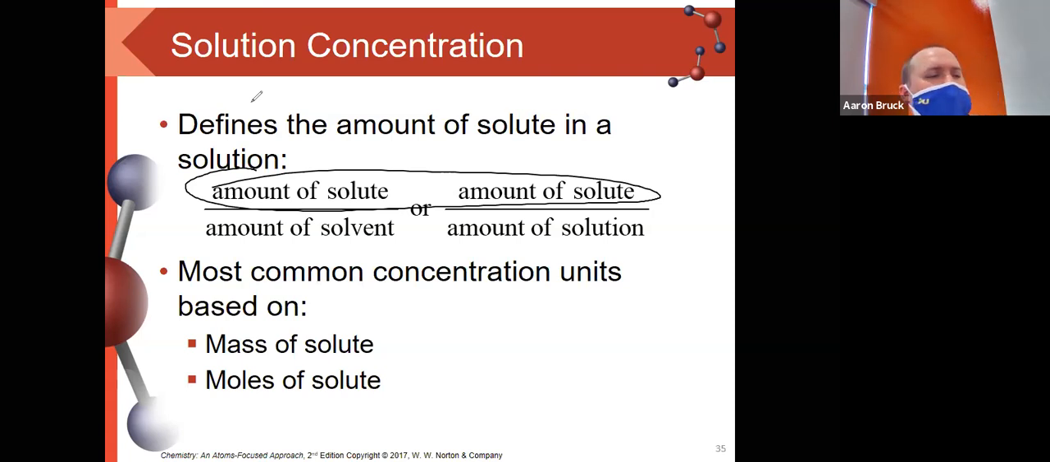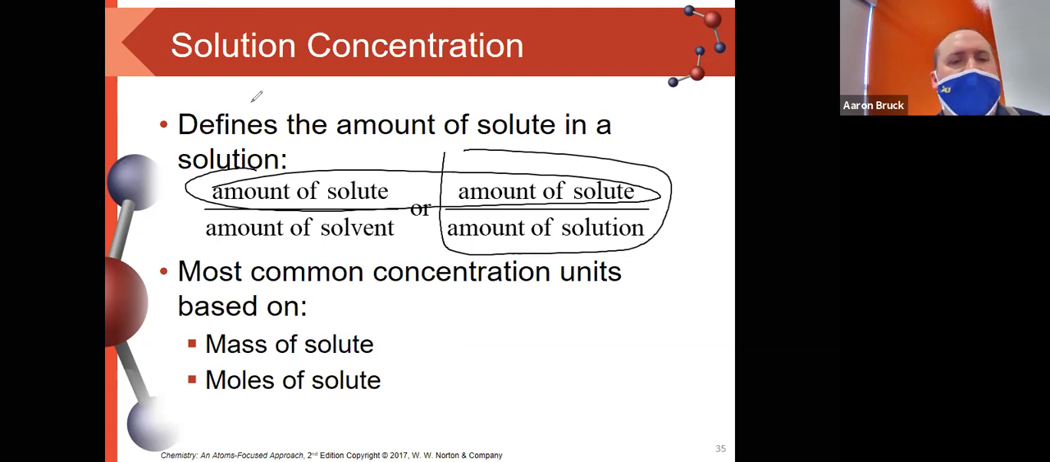What's in the denominator? Oh, it depends upon what we're trying to measure. Depends on what we're trying to compare. Sometimes it's solvent. More often than not, though, it's about solution. And today, our focus is really going to be on that. Solution-based concentration units, where we're either going to use mass of solute or moles of solute per some unit of solution, whether it be liters, kilograms, grams, whatever the case may be. So let's take a look at some of those common units.